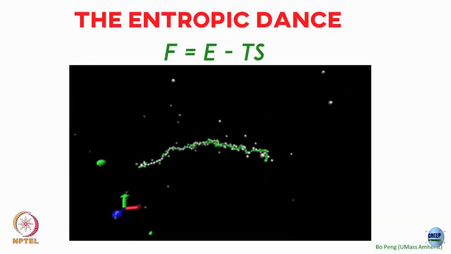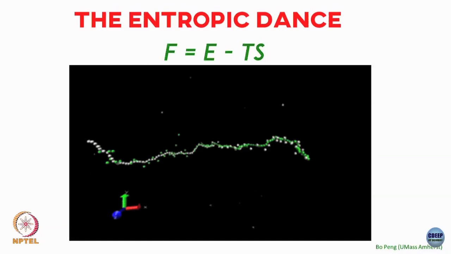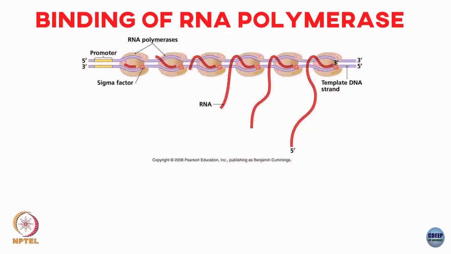Okay. So, it is this entropy that we will be concerning ourselves with today. So, here is a very simple calculation to get started. So, here is RNA polymerase, this example that we were talking about today. This RNA polymerase binds on the DNA, it translates along this template DNA strand and it produces this mRNA.